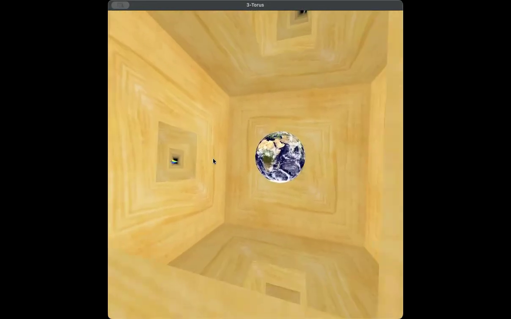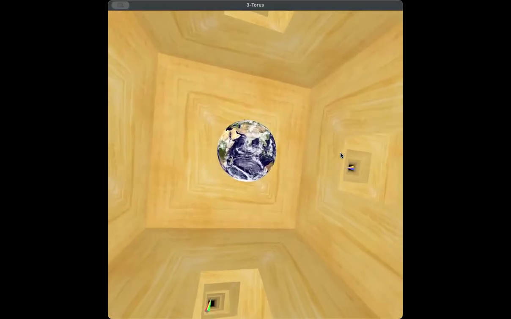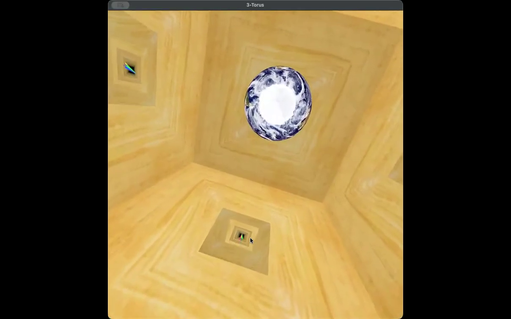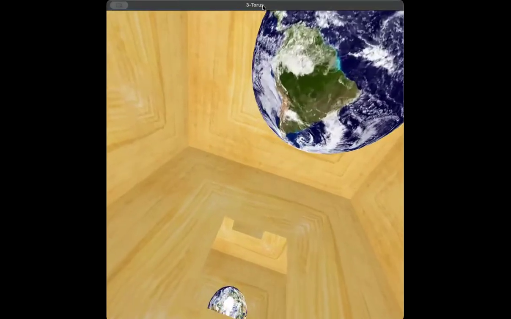So now I'm reaching one of the walls and I reappear on the other side. And I get to one of the other walls and then reappear on the other side. Oh, you see, it's kind of fun if you look at the Earth, because you can see the continents. So you see the perspective that it's taken.